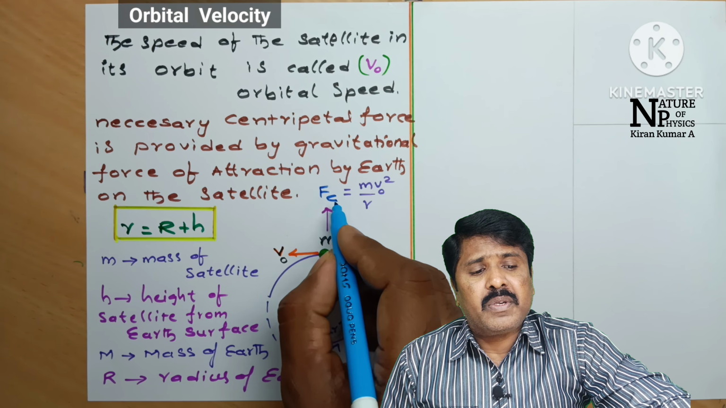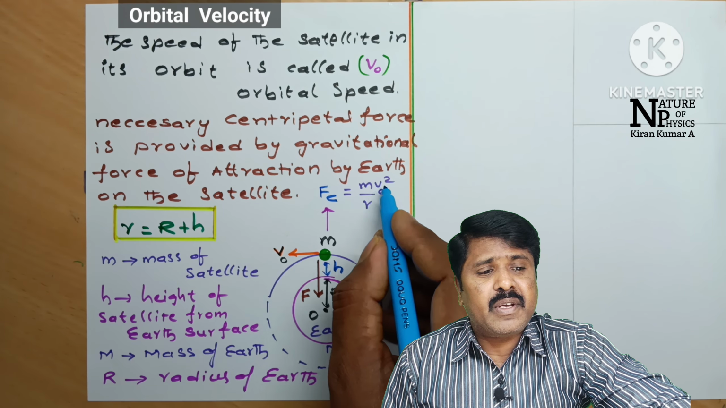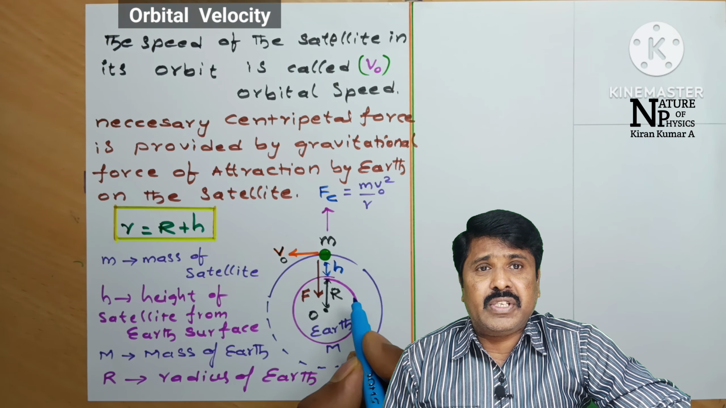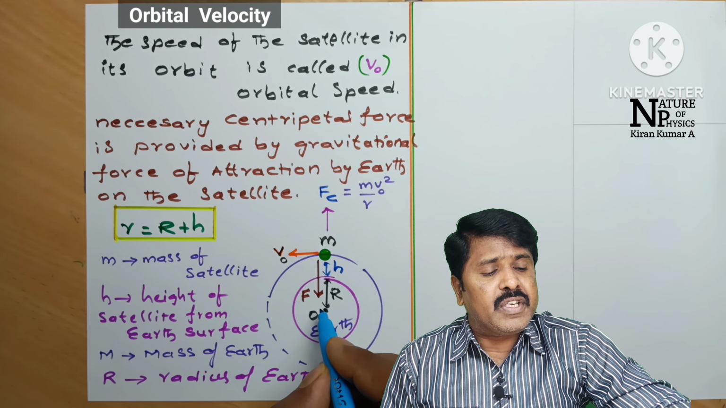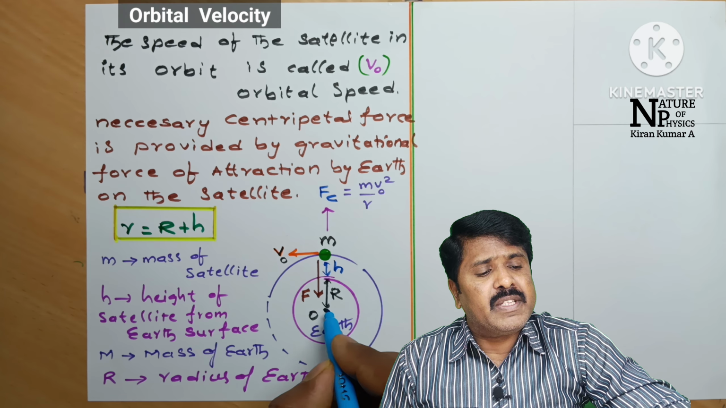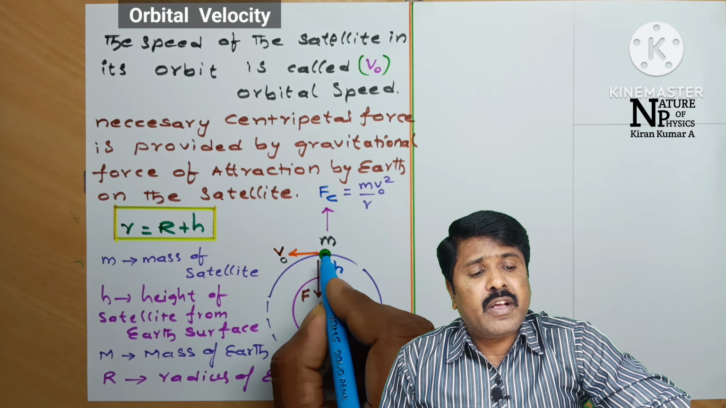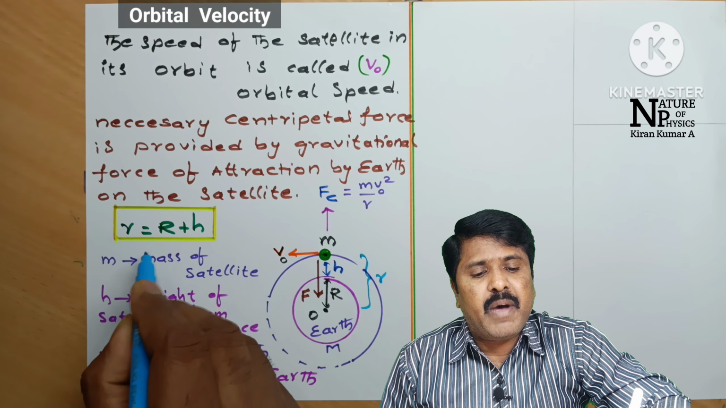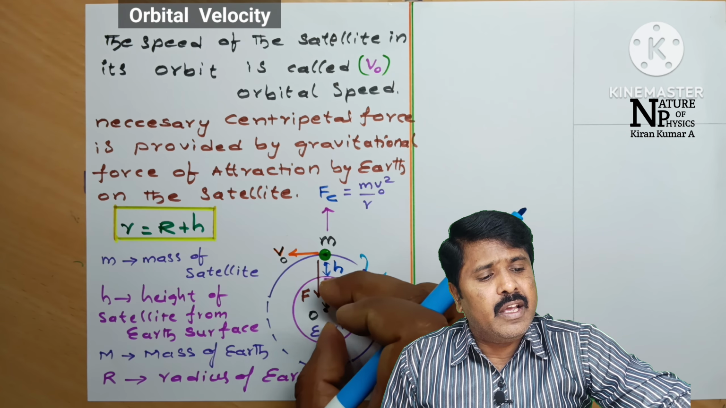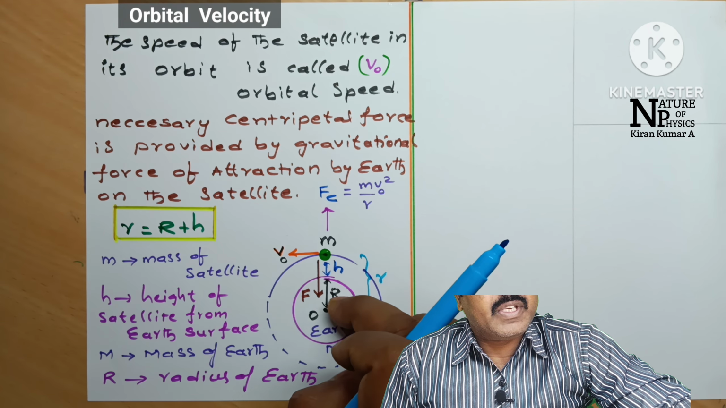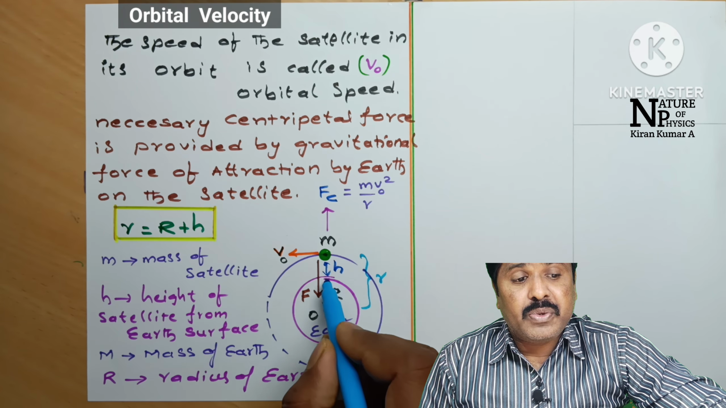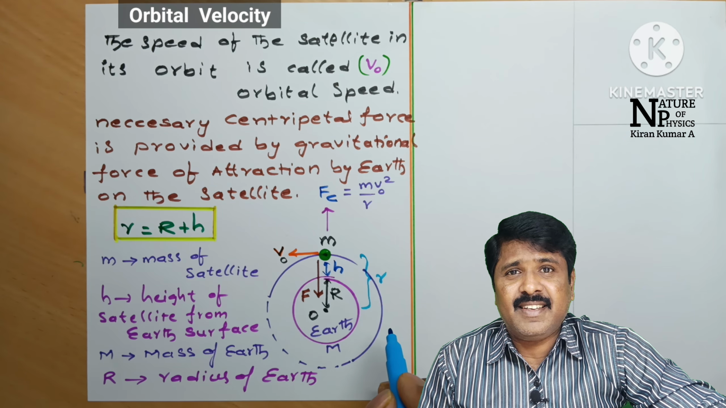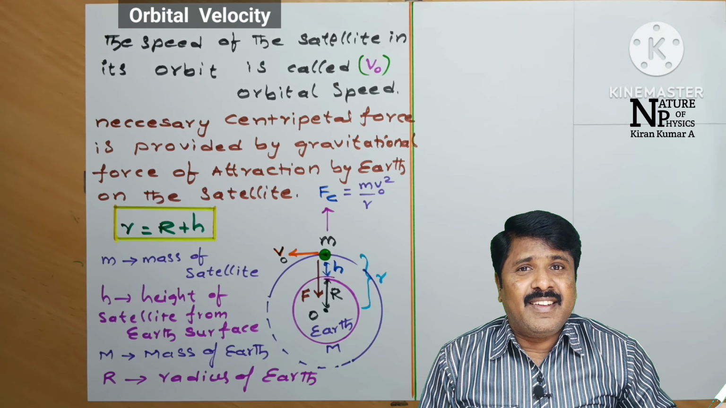So the centrifugal force Fc is equal to m v naught square divided by small r, where small r is equal to capital R plus h. Small r is the distance from the center of the Earth to the position of the satellite. From the center to the surface the distance is R, and from the surface to the satellite the distance is h, which is the height. This is clearly represented in the diagram.